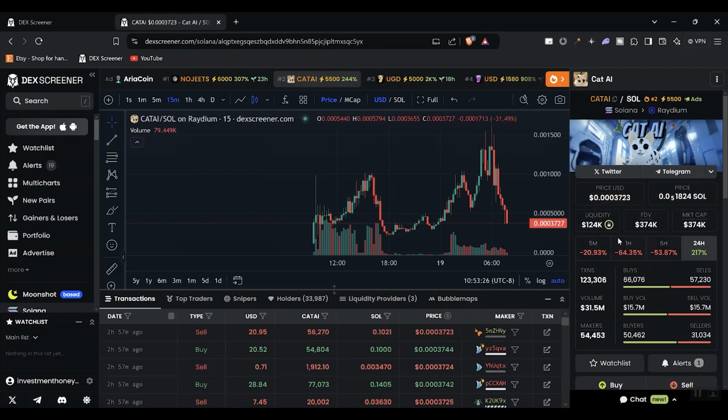Now, obviously, when we look over here in this informational area, we can see negatives across the board outside of the 24-hour. But like I said, this reminds me of what I saw here yesterday. I'm not saying that it's going to go back up. I'm not saying that at all.